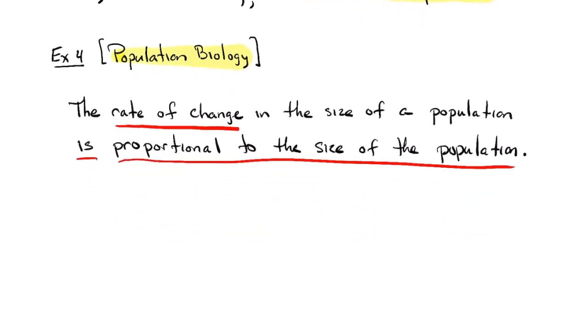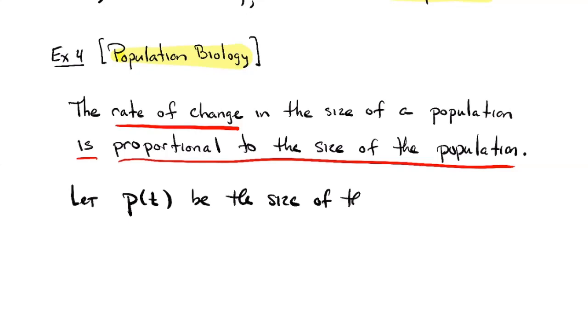So let me start giving some notation here to write that down mathematically. Let's say that this population is described by a function p of t, and let this be the size of the population at time t.